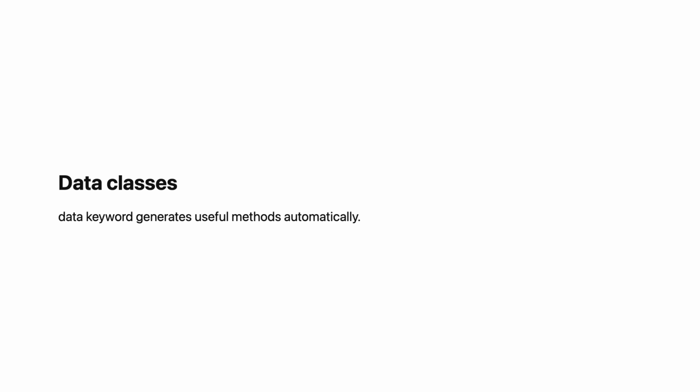Many classes are just containers for data. Kotlin has a special form for these. Data class Person with val name: String and val age: Int. The data keyword generates useful methods automatically. Equals compares all properties. Two persons with the same name and age are equal. Hash code is consistent with equals. Data classes work correctly in sets and maps.